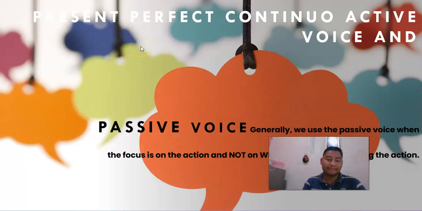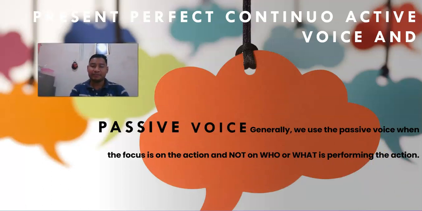Now we can see the difference in this case. Continuing with the presentation, now we will see the present perfect continuous, or progressive, in its passive and active voice. Well, generally we use the passive voice when the focus is on the action and not on who or what is performing the action. Okay.